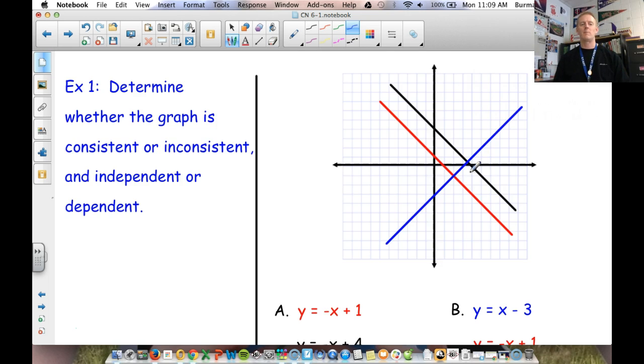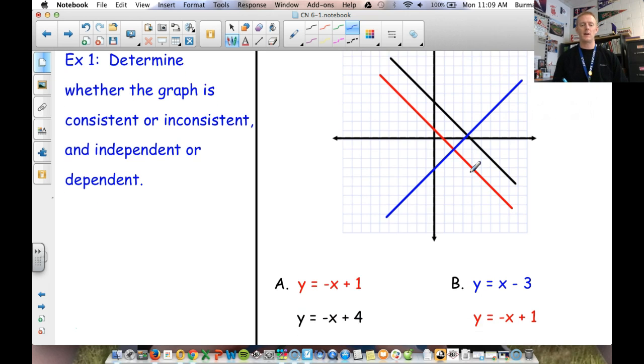Alright, so example 1, our job is to determine whether the graph is consistent or inconsistent, and then to determine if it is independent or dependent. So here is example A. Here's our set of two equations.